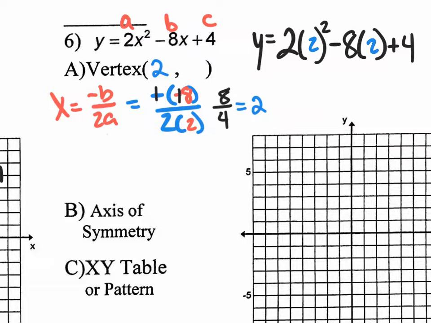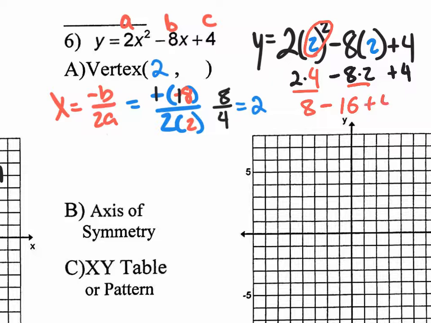Let's work it out using PEMDAS. So parentheses, there's nothing to do inside of the parentheses. We go to exponents. 2 squared is 4. And then I need to multiply it by 2. And then I also need to multiply 8 times 2 and then bring down the plus 4. So I'm doing one step at a time. Let me do the multiplication next. 2 times 4 is 8. Minus 8 times 2 is 16. Bring down the plus 4. 8 minus 16 is -8. -8 plus 4 is -4. So -4 is the vertex y value.